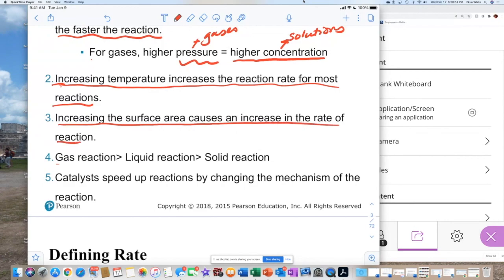The surface area being increased causes a greater exposure, right? So here we're talking about the exposure of the molecules. When the molecules are more exposed, they can actually find each other.